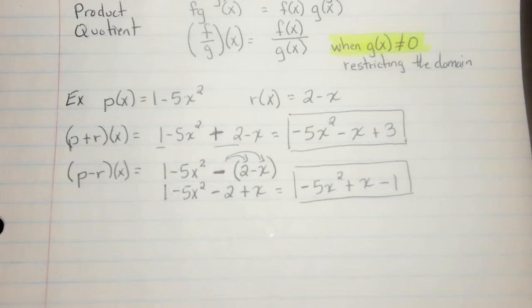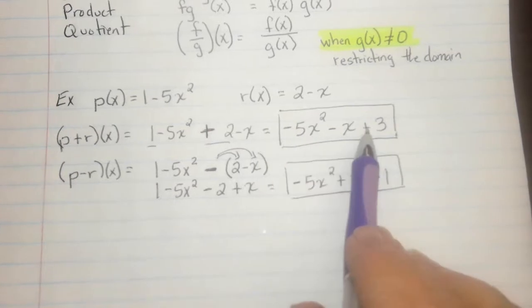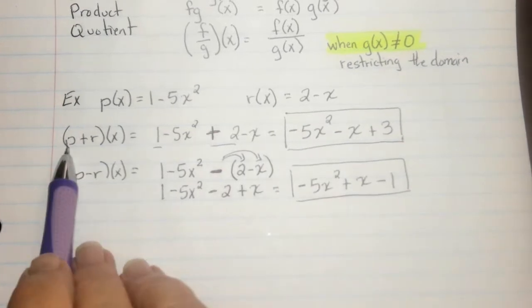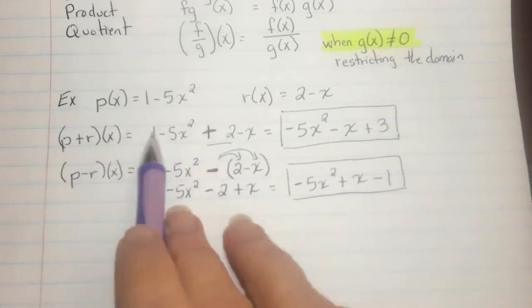Okay, P plus R came out to this. What if I did R plus P? It'd be the same thing, right? Because I'd just be adding these two. They'd just be in a different order.